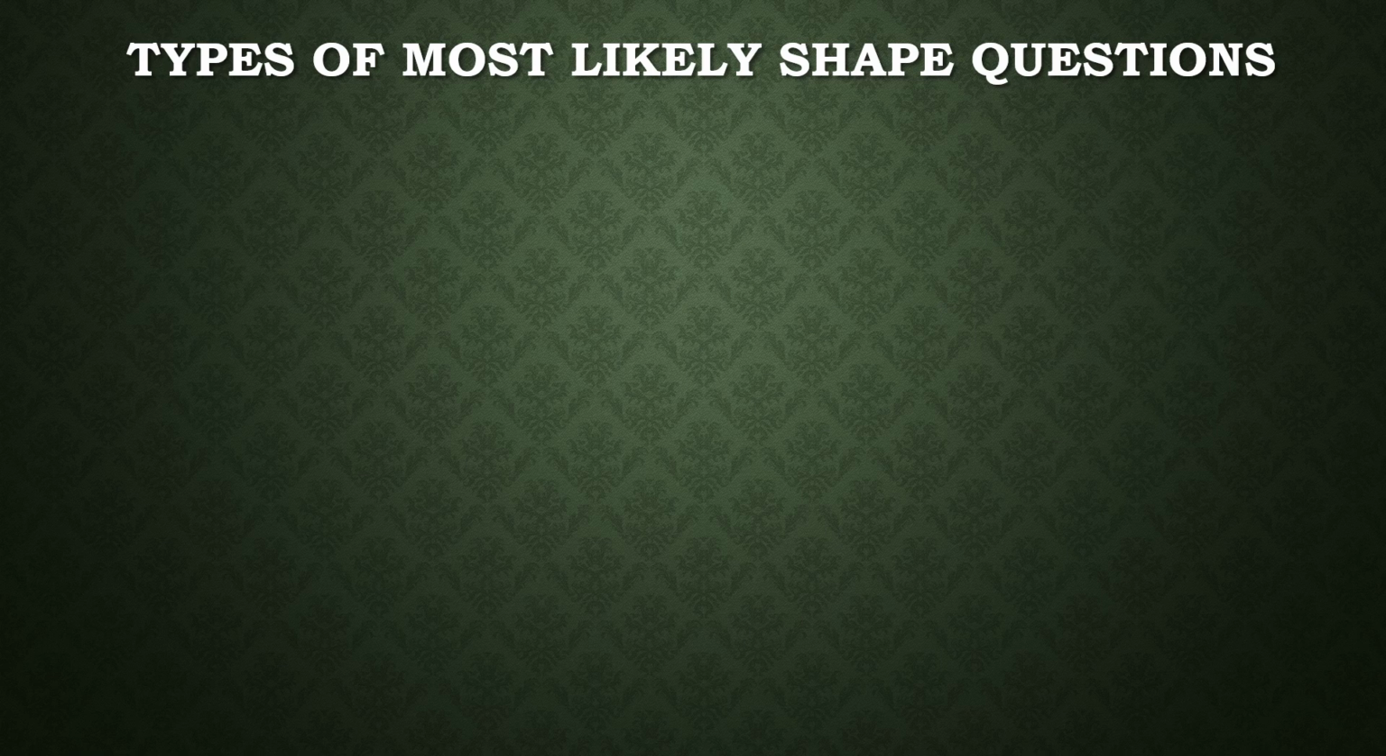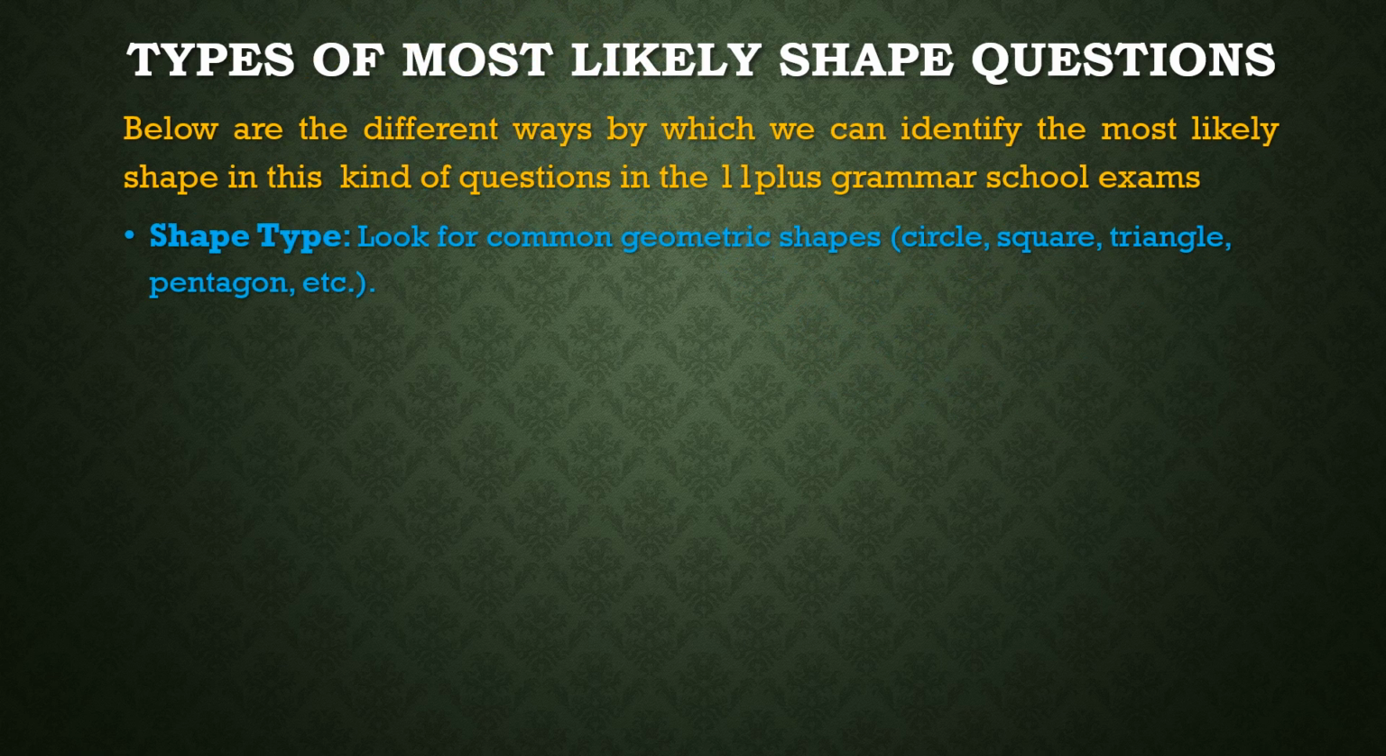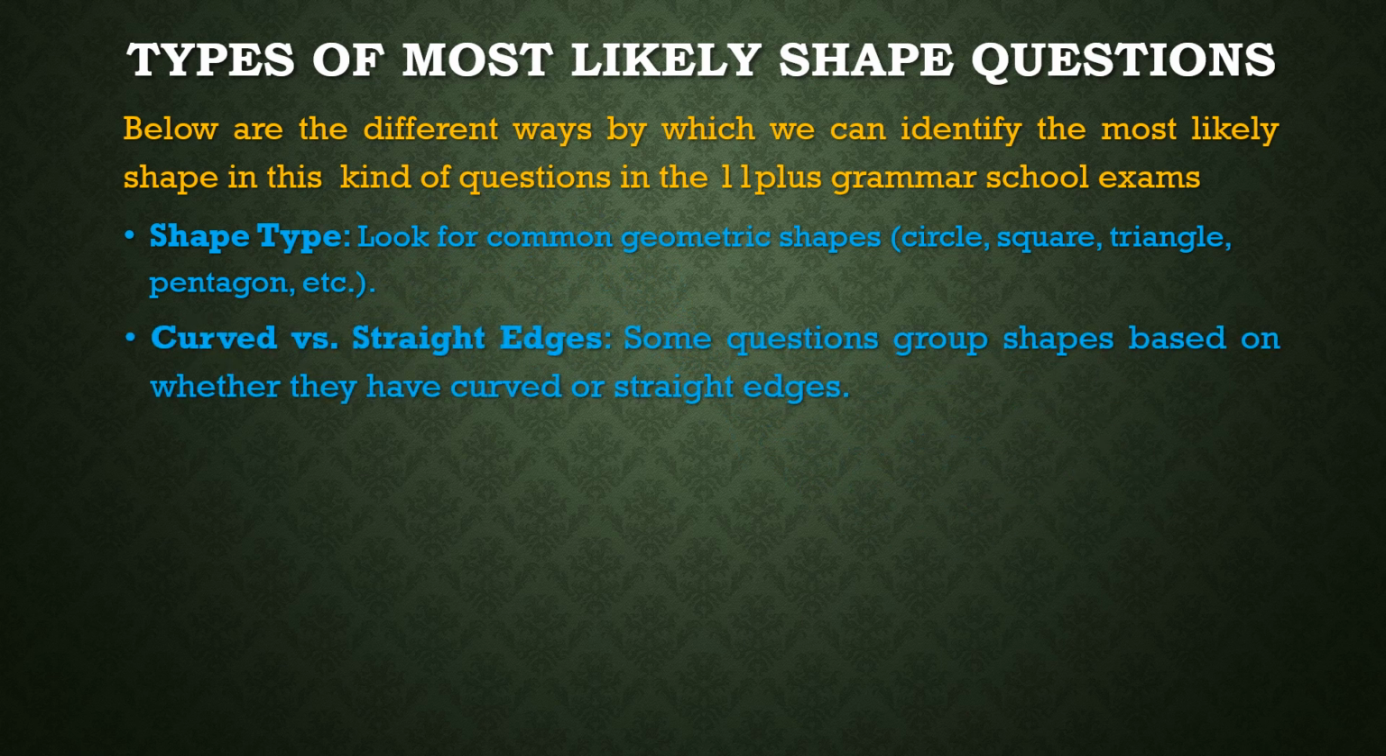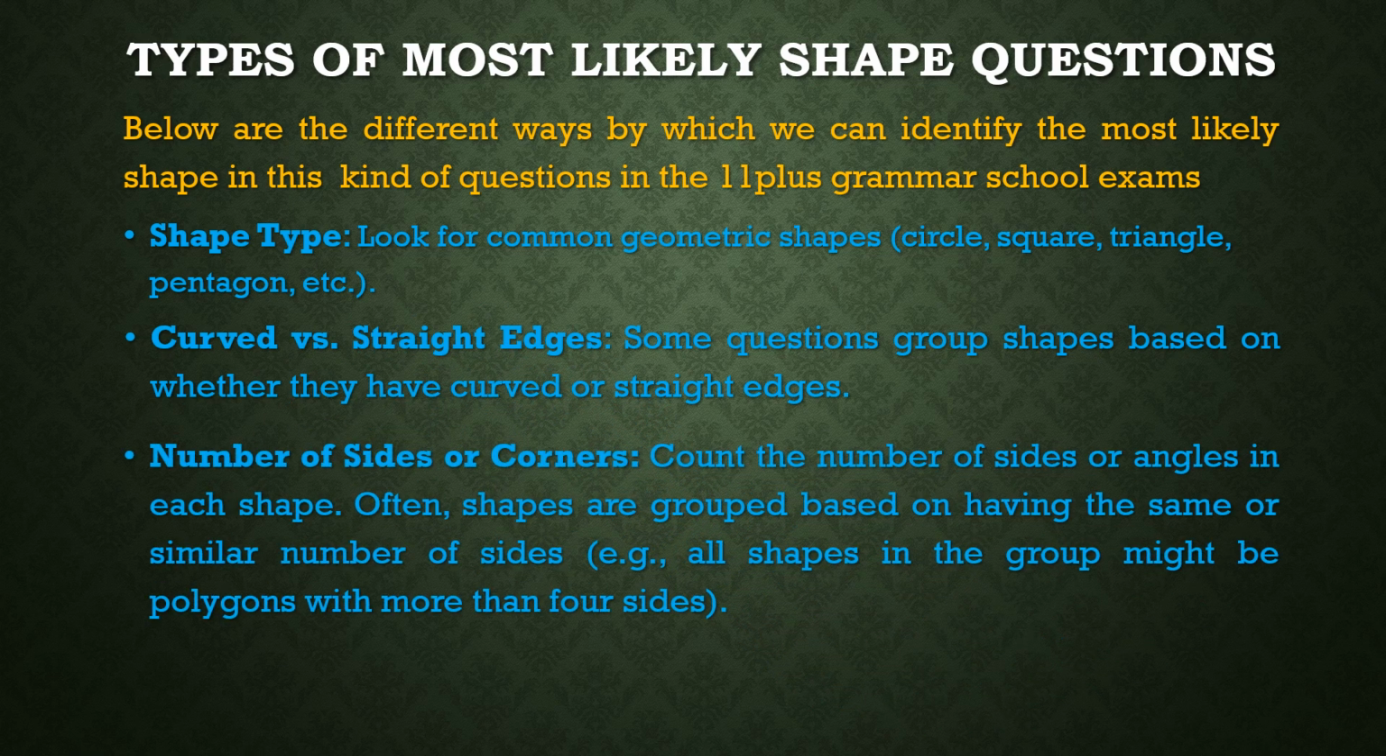So let's see the different types of examples we have in most likely shape questions. The very common type is shape related, wherein there are shapes like circle, square, triangle or pentagon, and from the next group we need to identify a similar kind of shape. We have also seen questions on curved and straight edges. Some questions group shapes based on whether they have curved or straight edges. Then there are questions on the number of sides or corners, wherein we need to count the number of sides or angles in each shape. Often these shapes are grouped by having the same or a similar number of sides. All shapes in a group might be polygons, or have more than 4 sides.